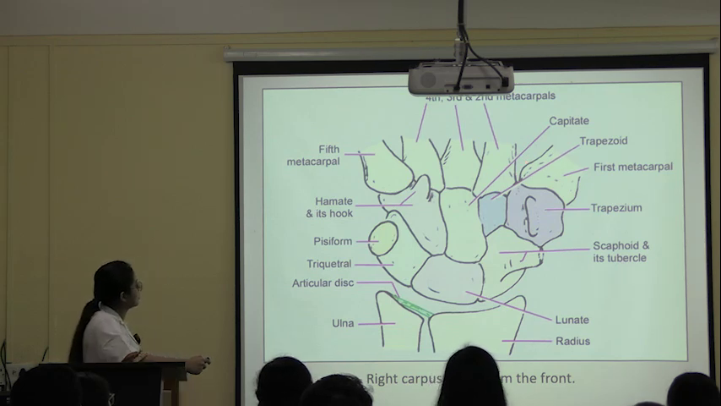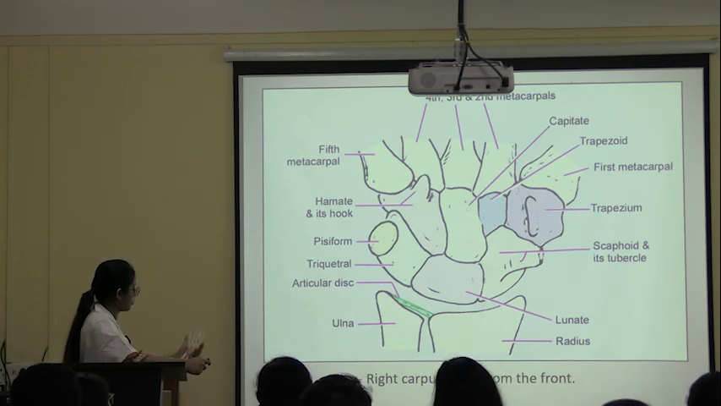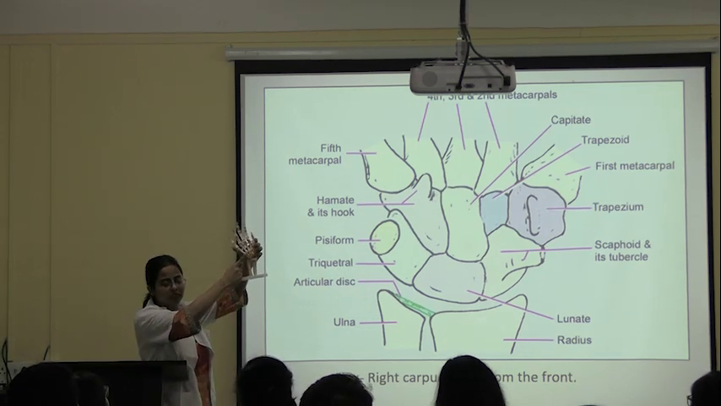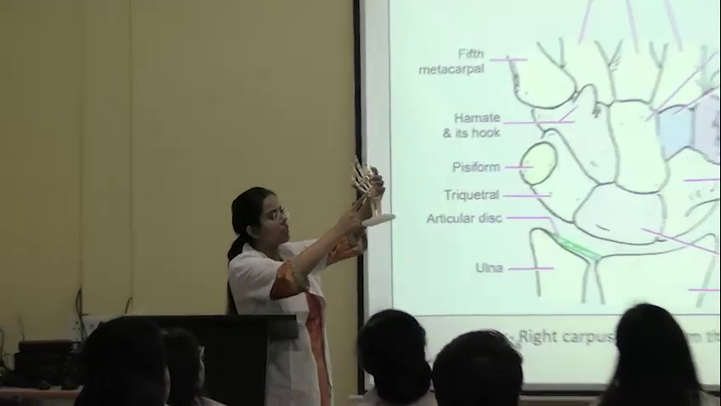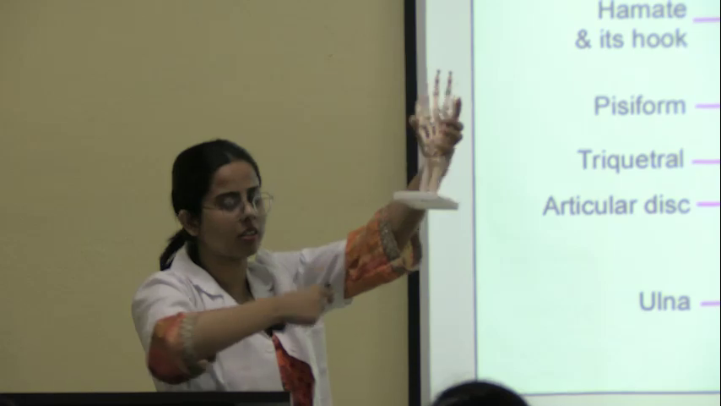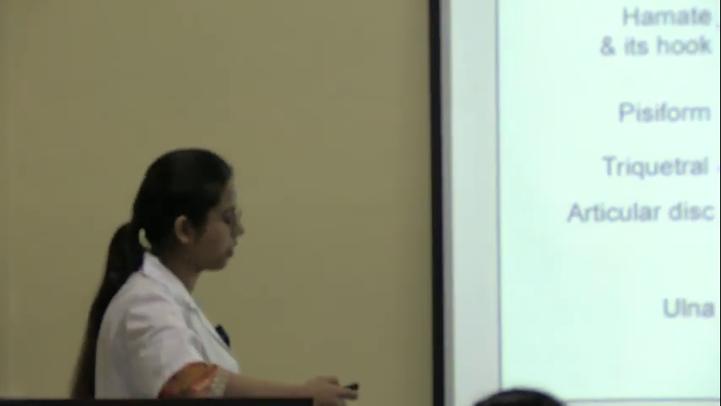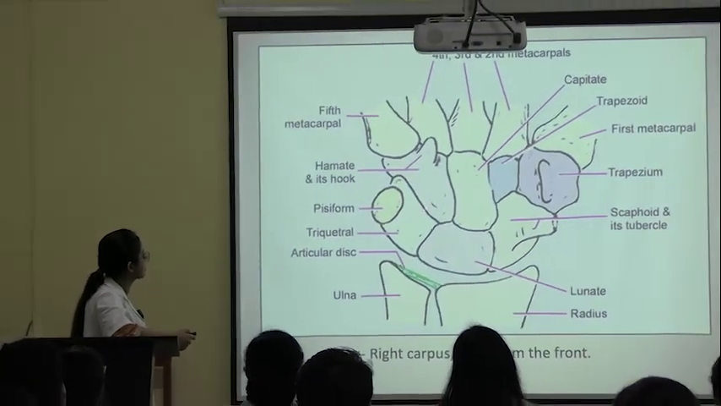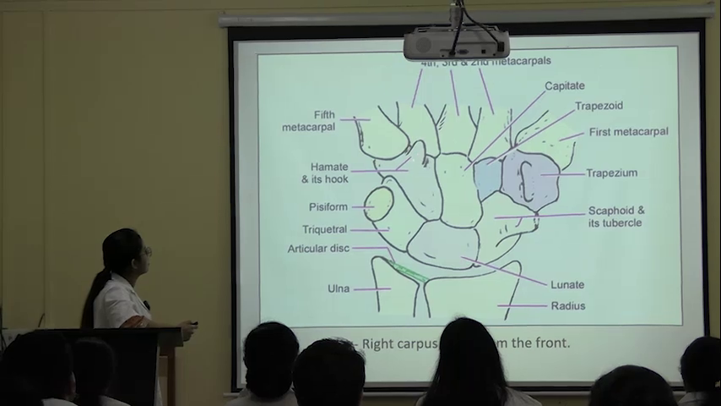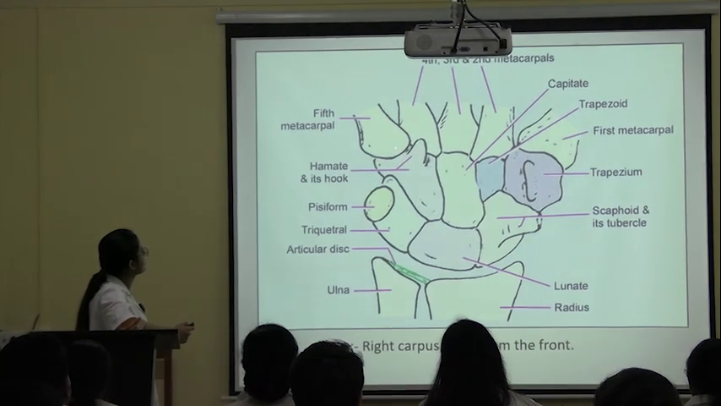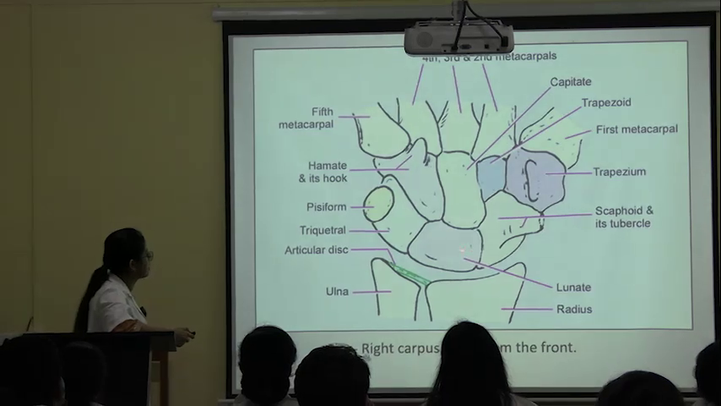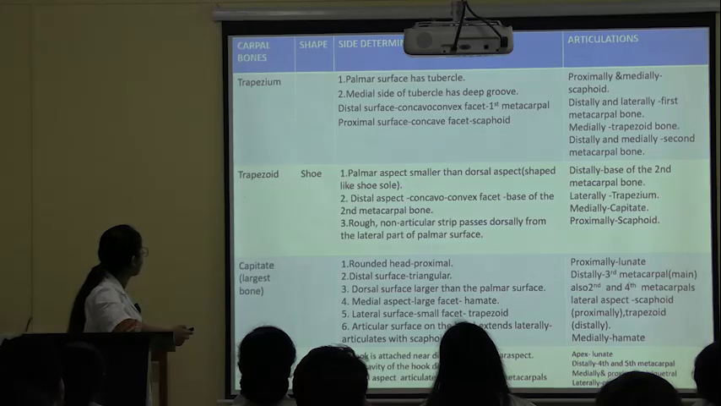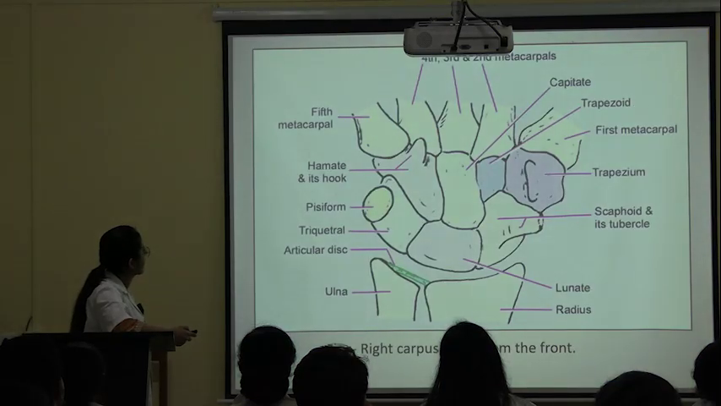And this is the hamate bone. You can see the hamate bone. This is the hook of hamate, which is very important. The clinical correlation I will tell later; the hook of hamate is very important. So again, medially with the triquetral, laterally with capitate, distally with 4th metacarpal and 5th metacarpal, and proximally with lunate. Clear now?